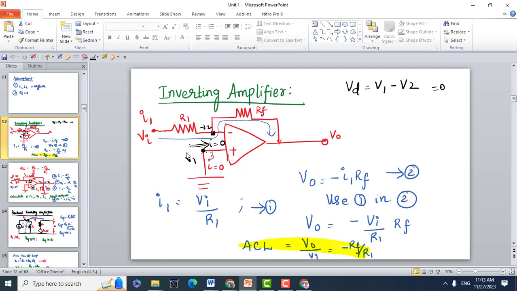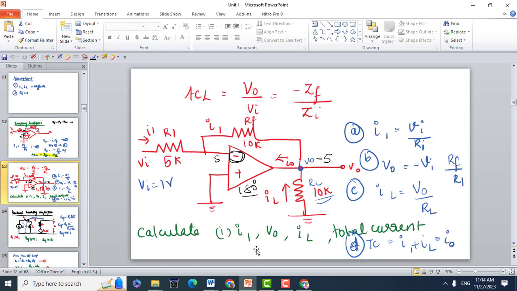Coming here, this is your output terminal. V0 is nothing but minus I1 into RF. This is said to be an inverting operational amplifier, where the output will be negative. Whatever input we give is going to be inverted. I1 I can write as Vi by R1, so V0 is minus Vi by R1 into RF. So the gain V0 by Vi is minus RF by R1, which is the closed loop gain of an inverting amplifier.